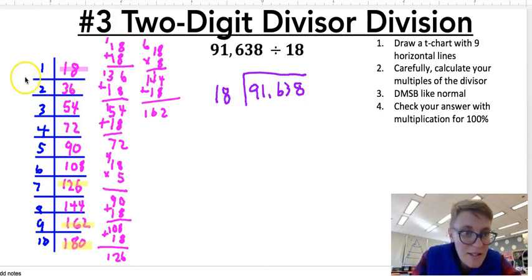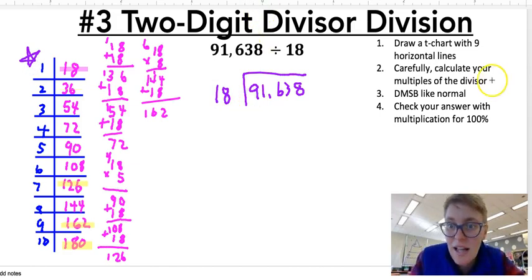Okay? We have our list. This is the hard part. We should feel really good now that we have this, because now we're just doing our divide, multiply, subtract, bring down like normal. Okay? So, how many 18s are in 91?